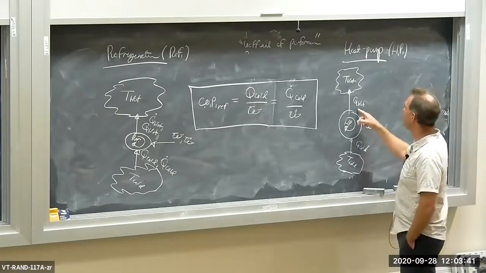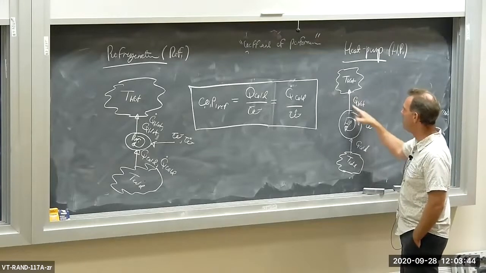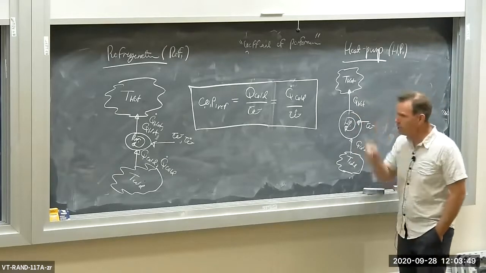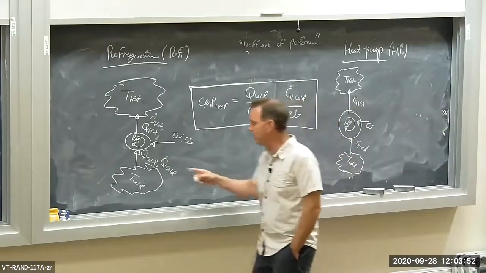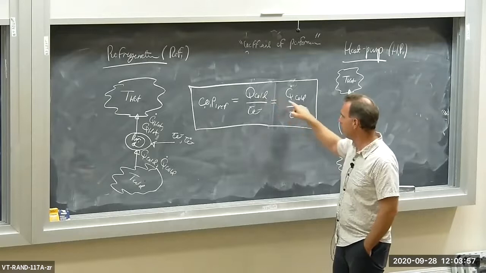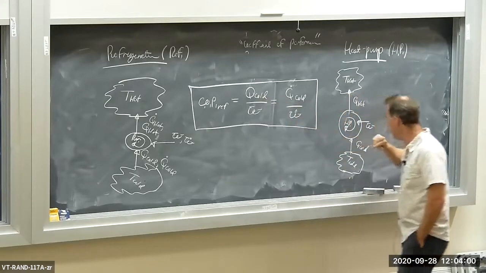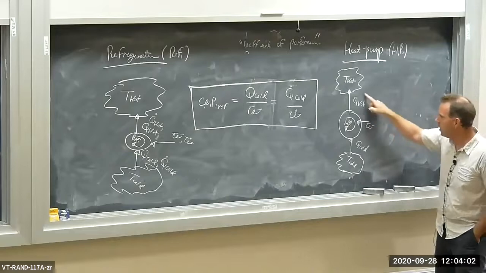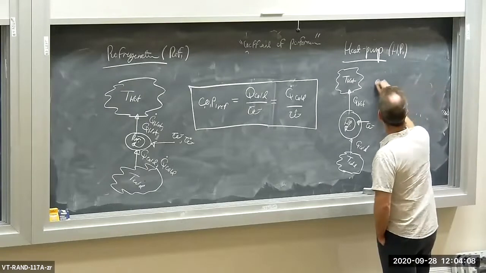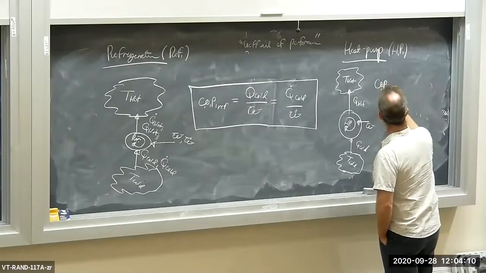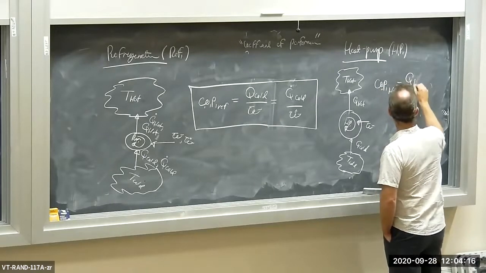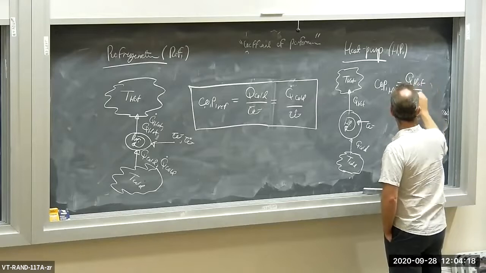So the emphasis for a refrigerator is on the heat transfer from the cold place. For a heat pump, it is on the heat transfer to the hot place. So the benefit for a refrigerator was Q cold or Q dot cold. For a heat pump, the emphasis is on the heat transfer to the hot place. That's the benefit. So the coefficient of performance for a heat pump is defined as Q hot divided by the work required.